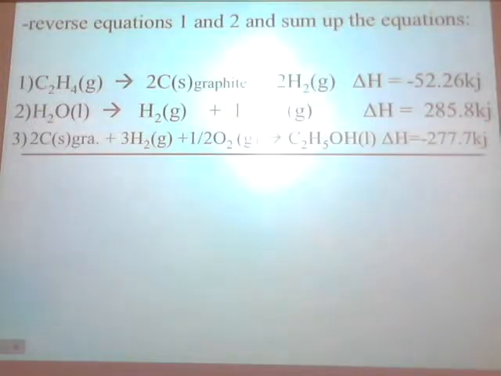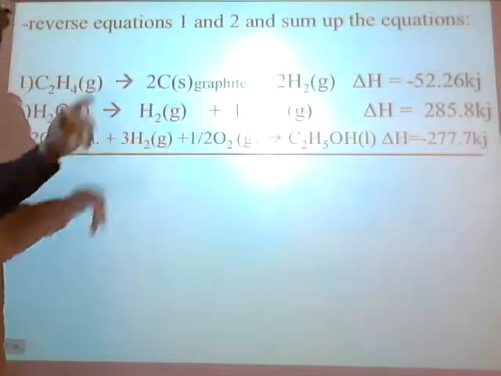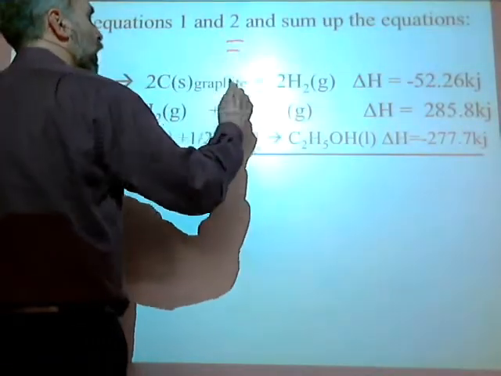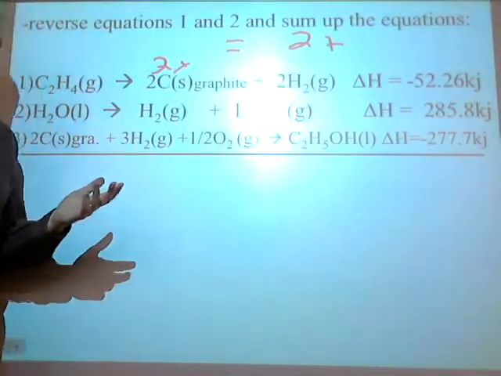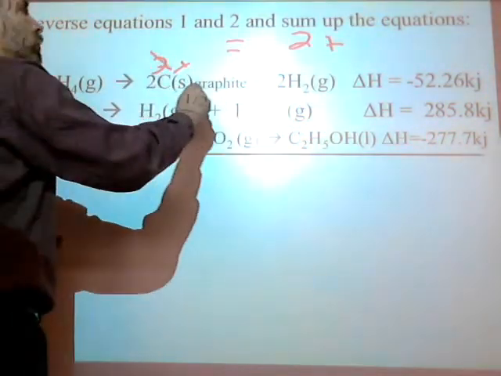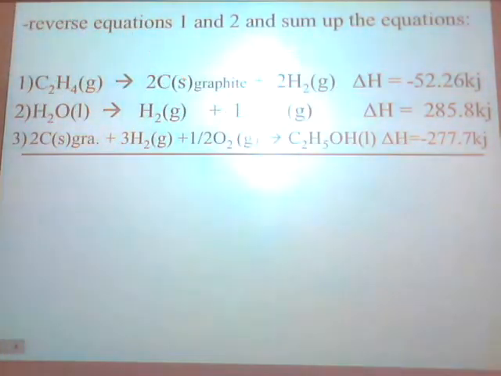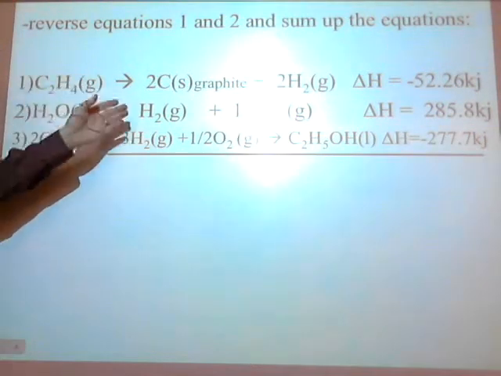You've all had algebra equations like this, where if you have an equation with several terms, and there's a 2x on this side and there's a 2x on that side, what could you do? You can cancel them out. You all know that, right? You've done that before in a math class. Well, the same thing's true for any equation, including a chemical equation.